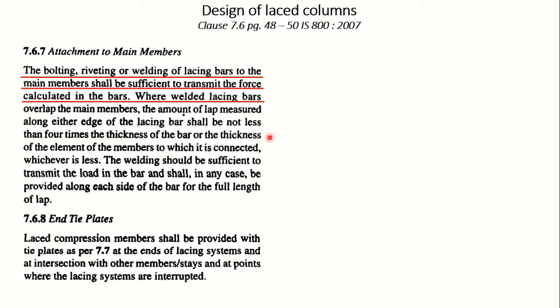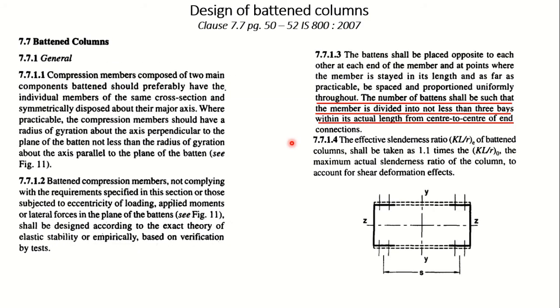Now similarly, we can have the battened column also here. In case of battened columns, the battening system should be uniform for the entire length of the column, and components should preferably have individual members of the same cross section and symmetrically disposed about their major axis. That is, about the major axis it will be symmetric. So that is what the clause says here.